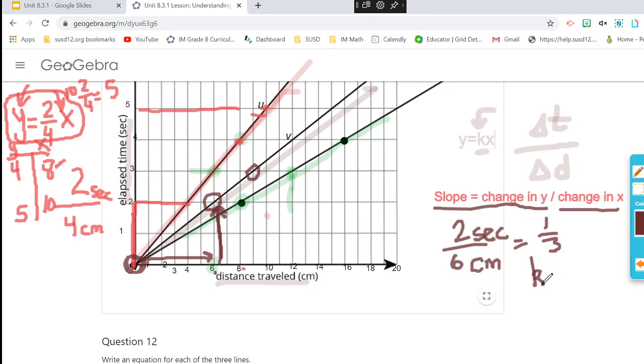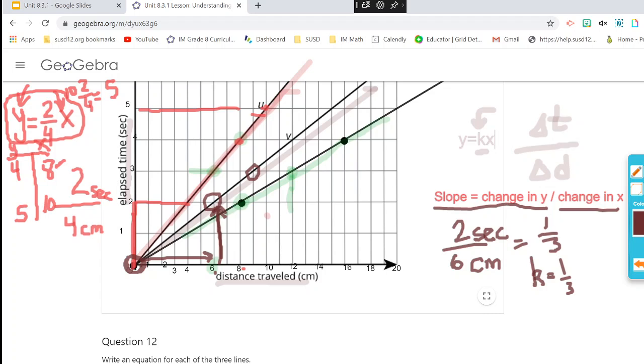In other words, the constant of proportionality for Ant is 1/3. Okay, come down here and write an equation for Ant's line. For Ant, y equals 1/3 times x. Now, does that make sense? Let's see if that even makes sense.